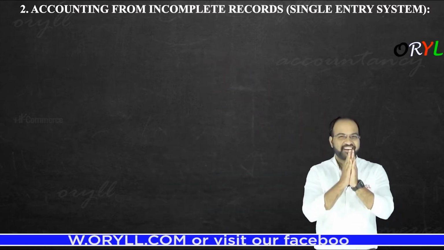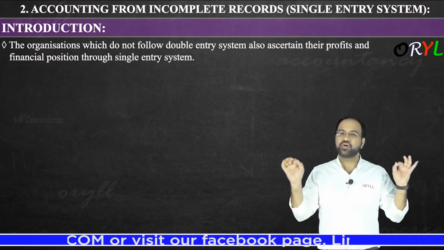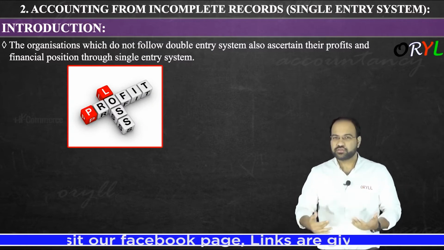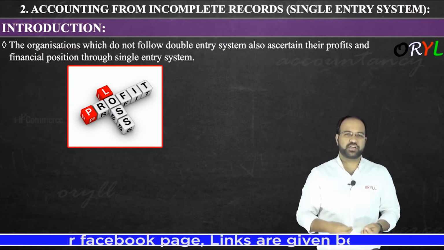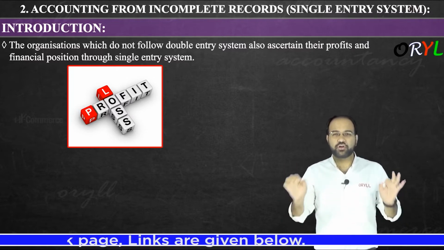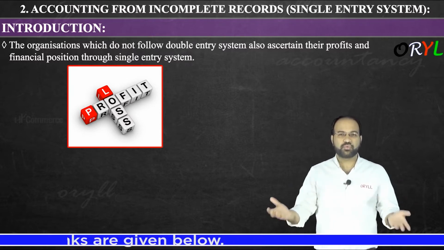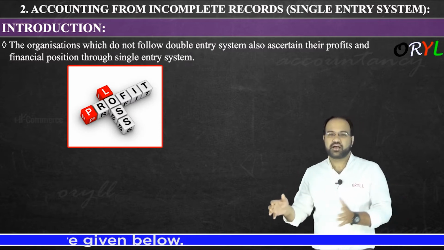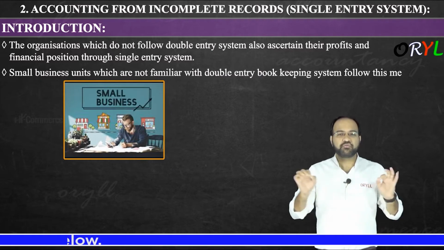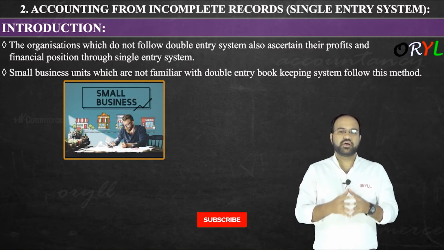Now let us go for the introduction. The organizations which do not follow the double entry system also ascertain their profit and financial position through the single entry system. So these small traders who are having a small kirana shop and all these persons will not follow the double entry system, but they would also try to know what is my profit, what is my loss and what is my financial position, what all are my assets, what are my liabilities, yes or no? Next, the small business units which are not familiar with the double entry system of book keeping follow this method.